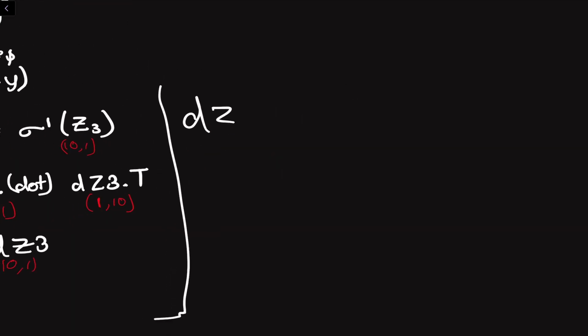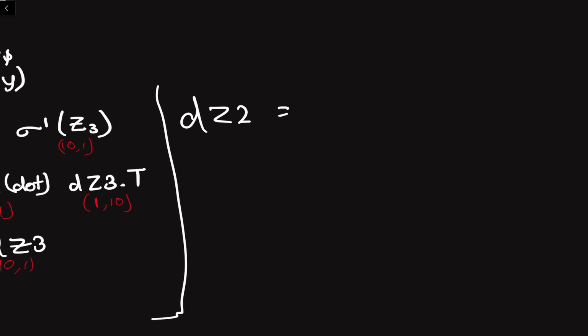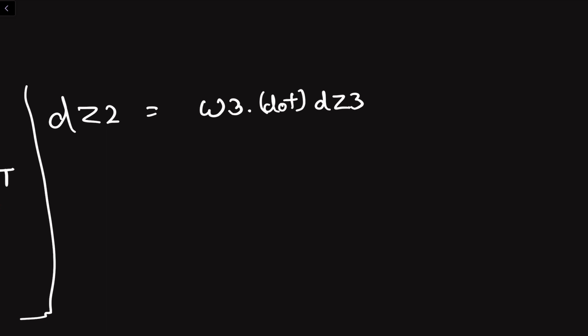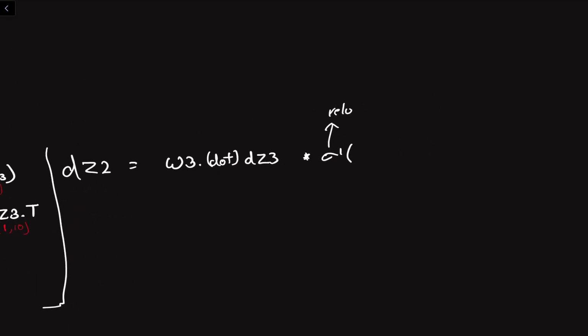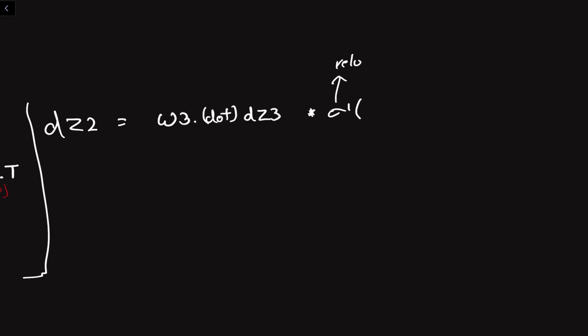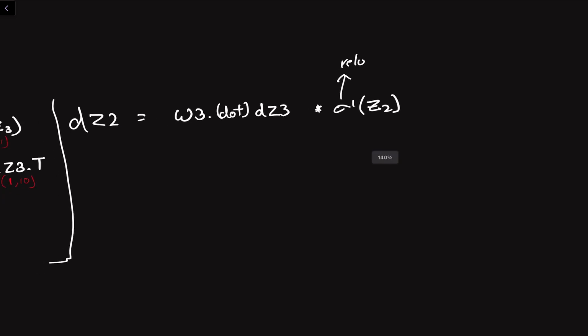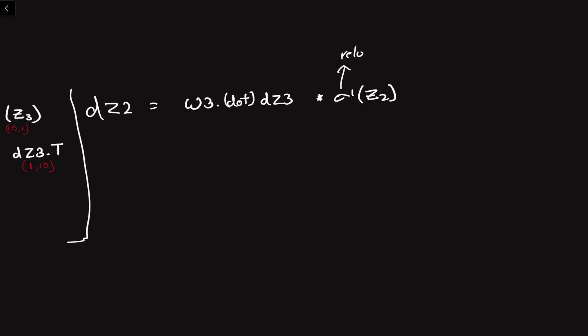Let's come here. DZ2 is gonna be W3 dot DZ3 into, the star is element-wise multiplication here, sigma dash of Z2. Sigma can be anything. I'm gonna use ReLU, by the way, here, because I want to have some difference. I'm gonna talk about ReLU right after I derive this equation.